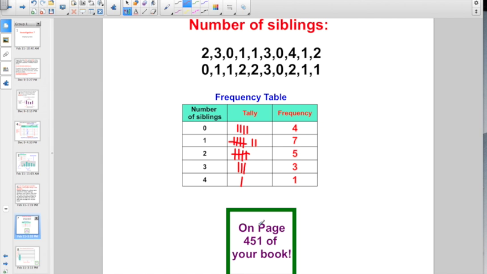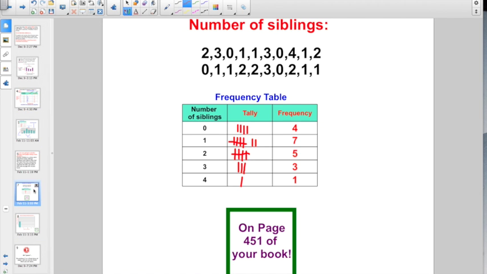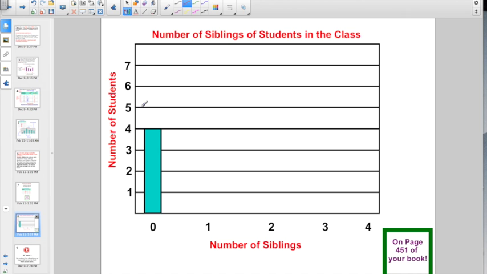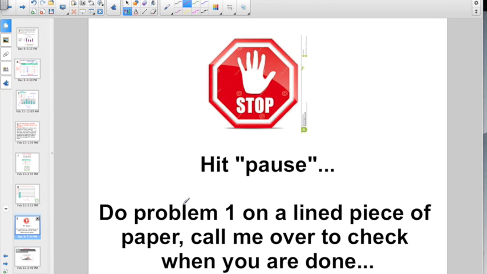On page 451, we can see that the first one, number of siblings 0, that happened 4 times. So I drew that out for you, right? So now we're going to look at the data on page 451 of your book very neatly with all the labeling. Draw out the rest of this bar graph. So hit pause. Do problem 1 on a lined piece of paper. Call me over to check when you're done.